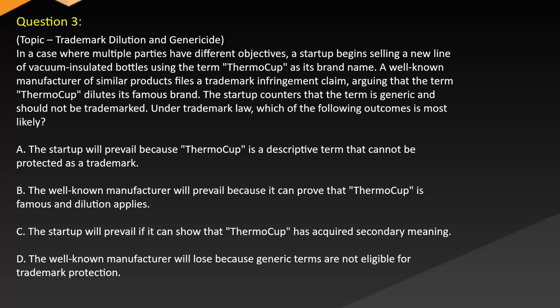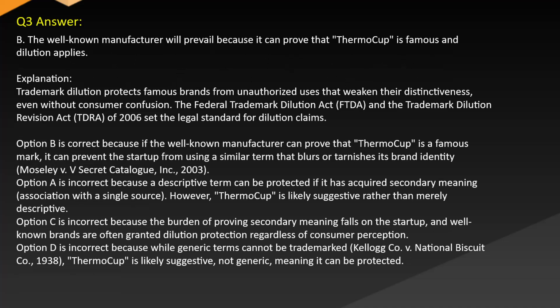A. The startup will prevail because Thermocouple is a descriptive term that cannot be protected as a trademark. B. The well-known manufacturer will prevail because it can prove that Thermocouple is famous and dilution applies. C. The startup will prevail if it can show that Thermocouple has acquired secondary meaning. D. The well-known manufacturer will lose because generic terms are not eligible for trademark protection. Answer B. The well-known manufacturer will prevail because it can prove that Thermocouple is famous and dilution applies.